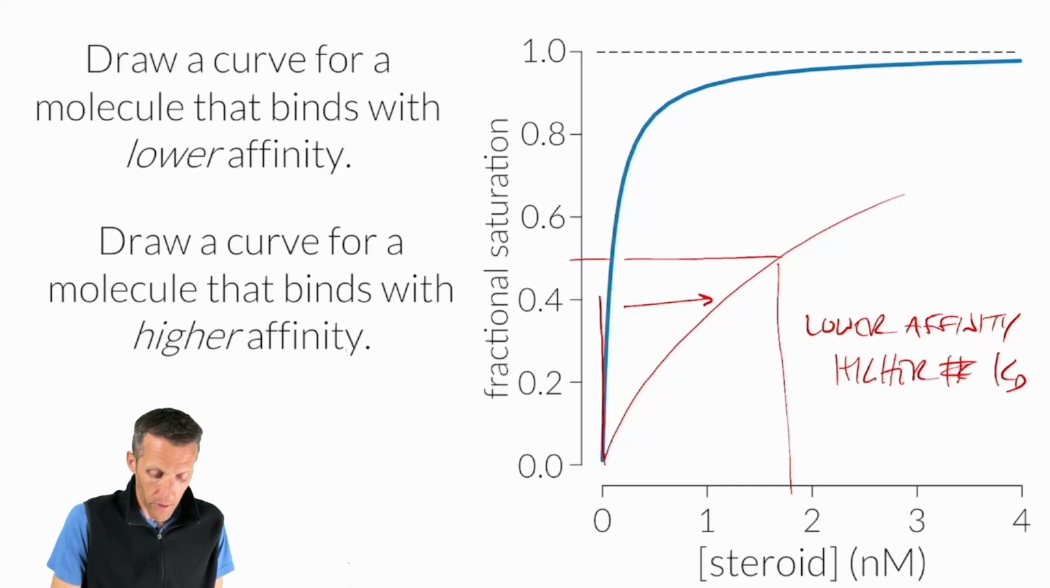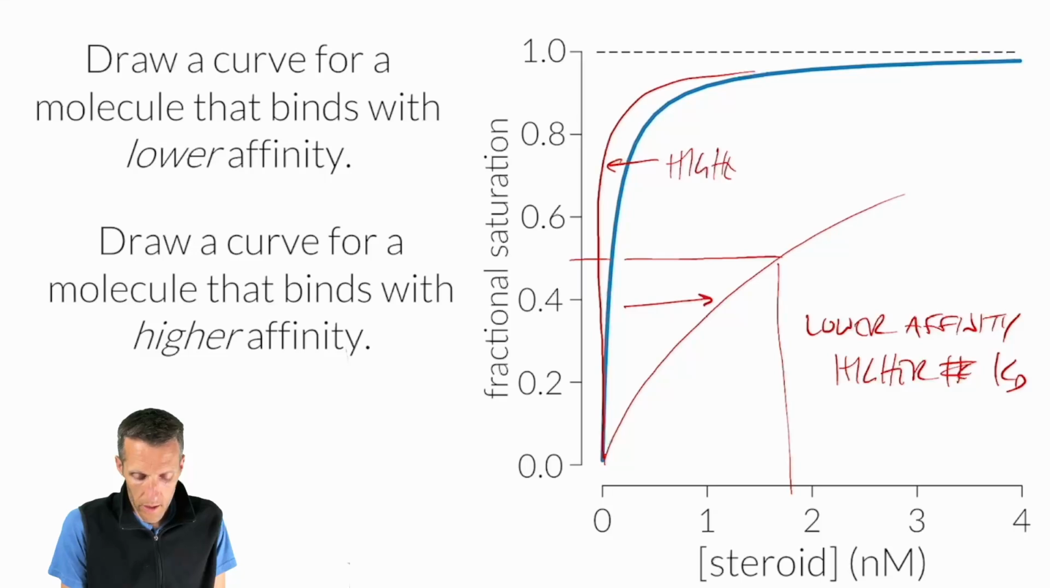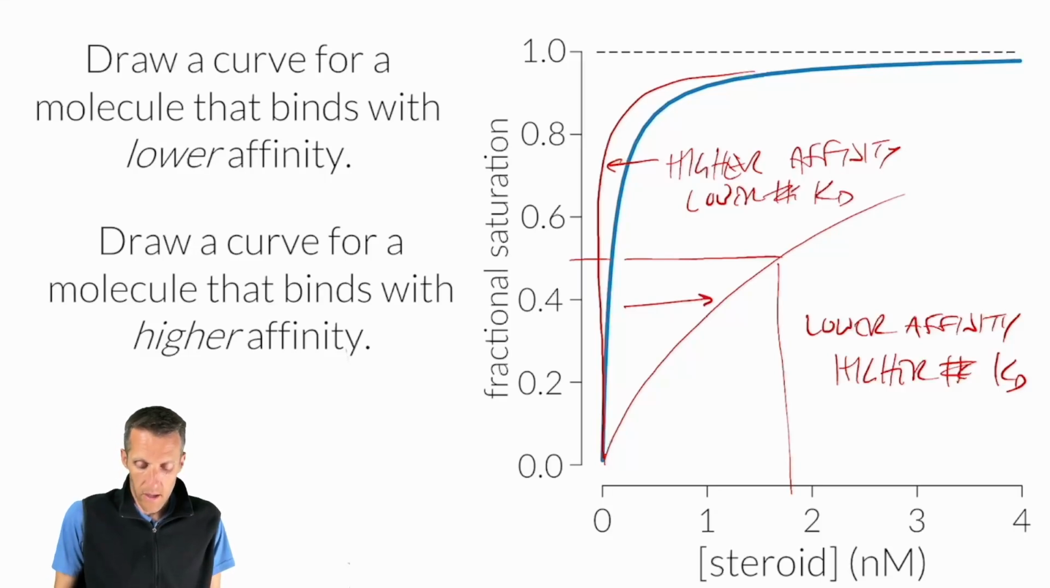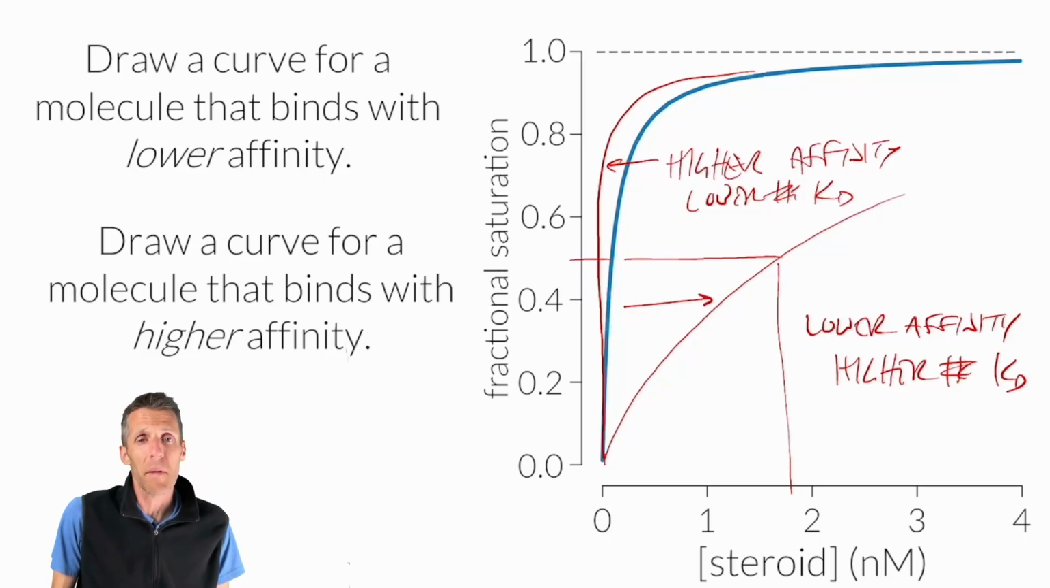And then on the other side, drawing a curve with a higher affinity, that's the one that's going to shift this way, right? It's going to take an even lower concentration of our molecule to activate. And so higher affinity, lower KD. It may feel sort of backwards, but just keep in mind, it's always going to be backwards. A lower KD is a higher affinity. A higher KD is lower affinity.